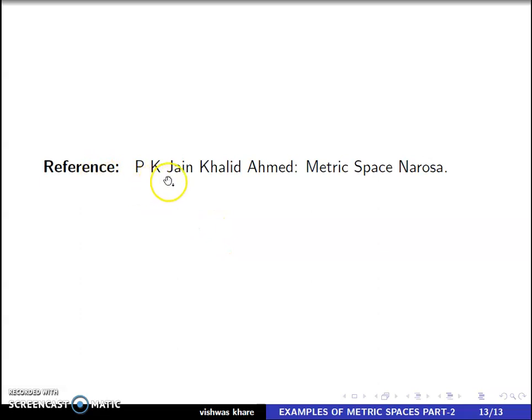This is the reference: P.K. Jain, Khalid Ahmad, Metric Spaces, Narosa Publication.